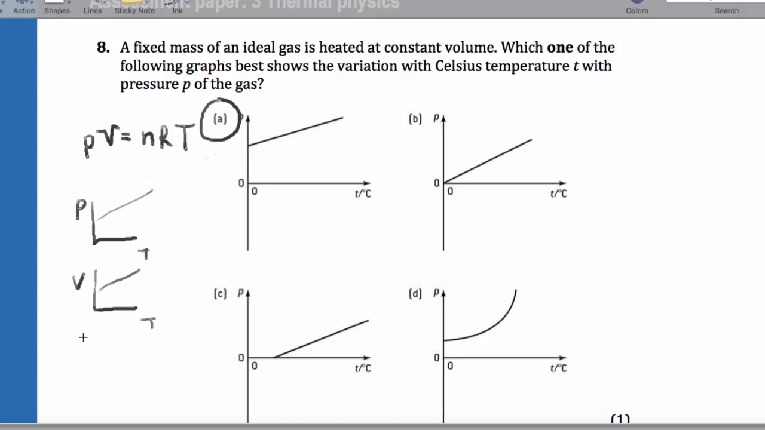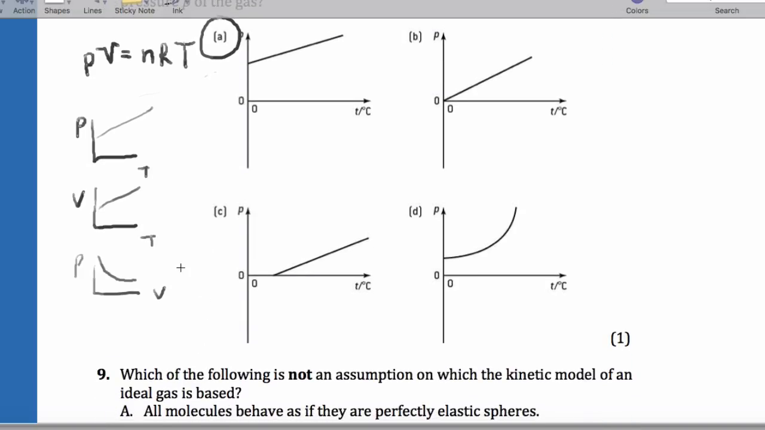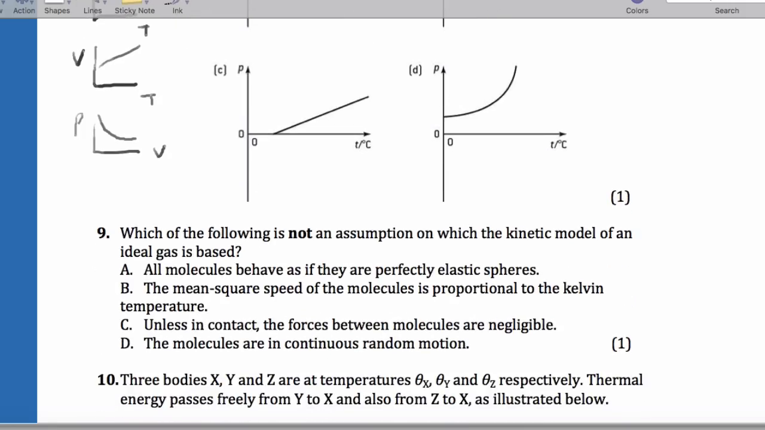The other thing is that P and V, if you do a P versus V graph, it actually turns out that the graph looks more like this. That's what happens as the volume gets bigger, the pressure goes down, and vice versa. Just so you know, and it's assuming fixed temperature.